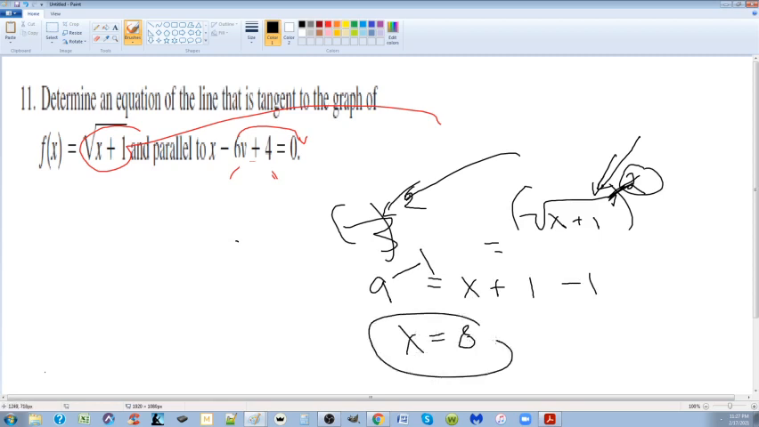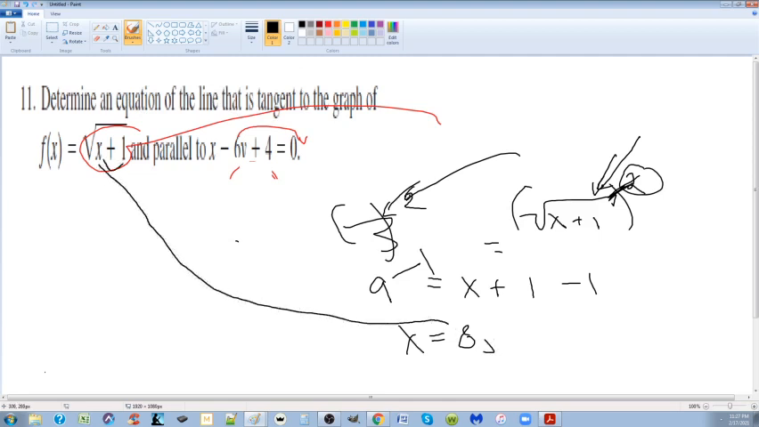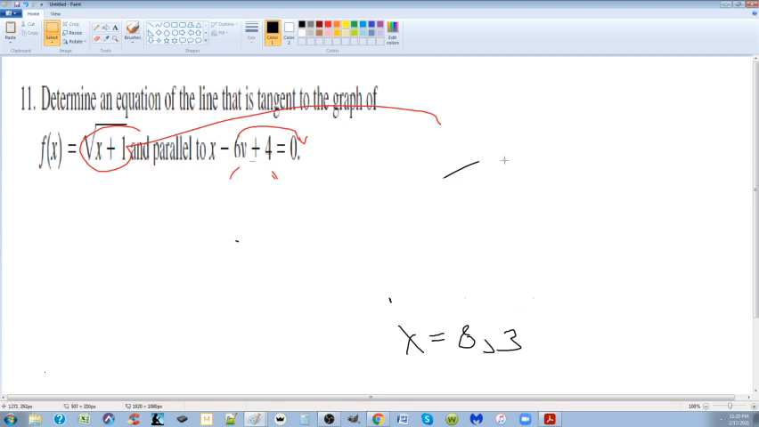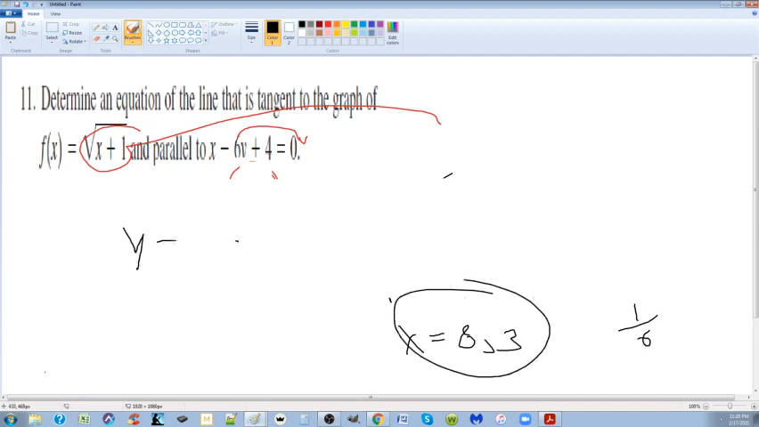So we discover that at x equal to 8, and they want us to determine the equation of the line that is tangent. Great. Well, now we must figure out what the y value is. So when I put 8 in here, I get 8 plus 1, square root is 3. So we're talking about the point (8, 3). And now, since we have the slope, 1 over 6, and we have a point on the line, we can now rewrite our line formula for our tangent line.